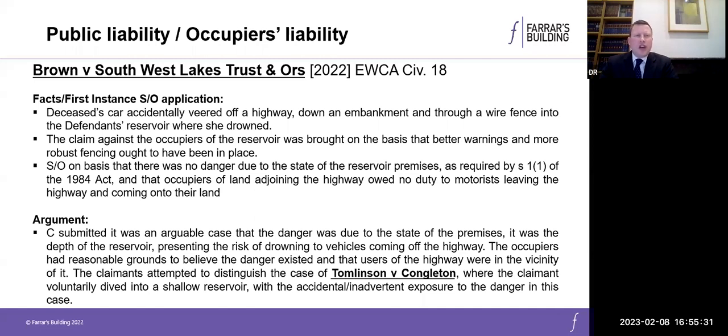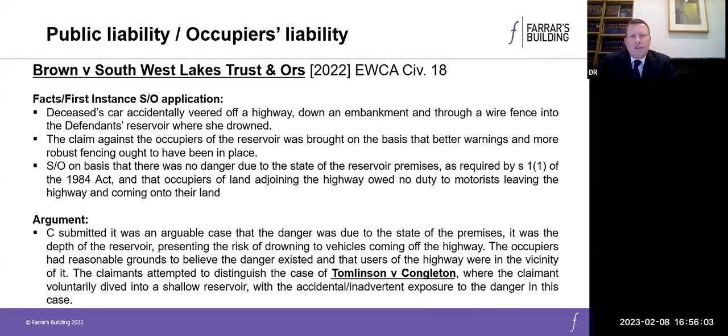Firstly, Brown and South West Lakes Trust and others. This is a case concerning the ambit of the duty under the Occupiers Liability Act 1984. And the decision focuses really on two things. What, if any, duty is owed to an unintentional trespasser? And how, or can, and how do natural features of land perhaps form part of the state of the premises?